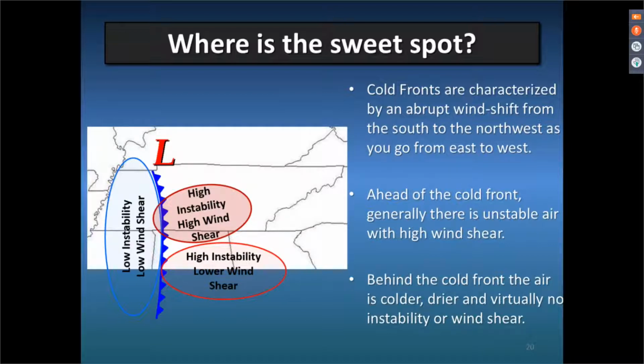But when you go to the west side of that cold front, the cooler air is coming in and the wind shear is decreasing. So the most favorable area for severe thunderstorms is going to be along and ahead of that cold front to the east side, and drops off significantly when you move to the west side.